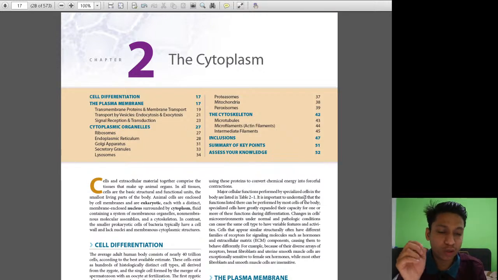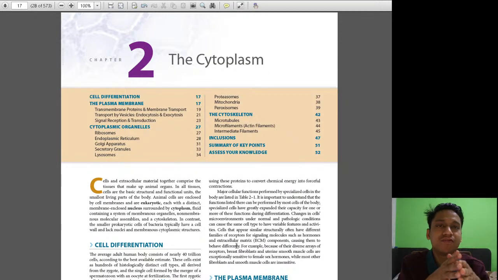It is important to understand that the functions listed there can be performed by most cells of the body. Specialized cells have greatly expanded their capacity for one or more of these functions during differentiation. Changes in cell microenvironments under normal and pathologic conditions can cause the same cell type to have variable features and activities. Cells that appear similar structurally often have different families of receptors for signaling molecules such as hormones and extracellular matrix components, causing them to behave differently.